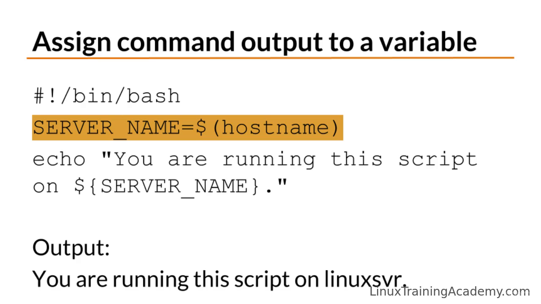You can also assign the output of a command to a variable. To do this, enclose the command in parentheses and precede it with a $ sign. In this example, the output of the command hostname is stored in the variable server name. In this sample output, the server name is Linux SVR. You can also enclose the command in backticks. This is an older syntax that is being replaced by the $ parentheses syntax. However, you may see this in older scripts.